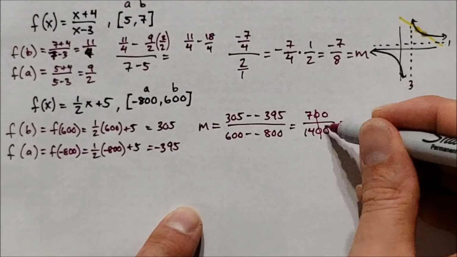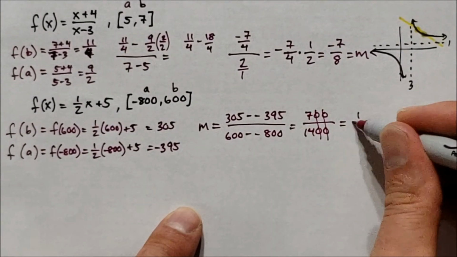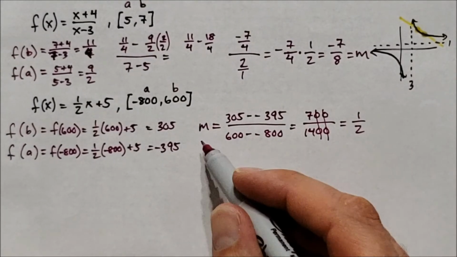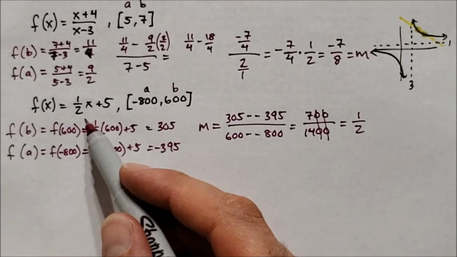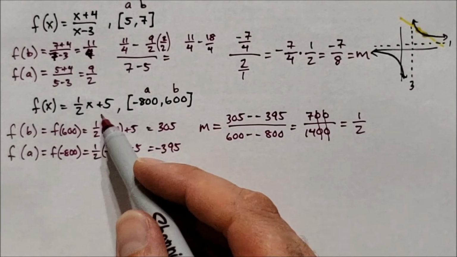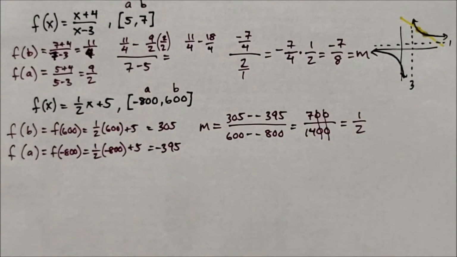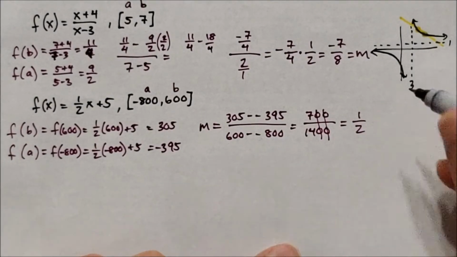We'll cancel out the zeros. 7 over 14 is 1/2. All that work for a slope of 1/2. That's our average rate of change for this equation. Well, let's look at the graph of this equation. It doesn't seem like it's all too strange.